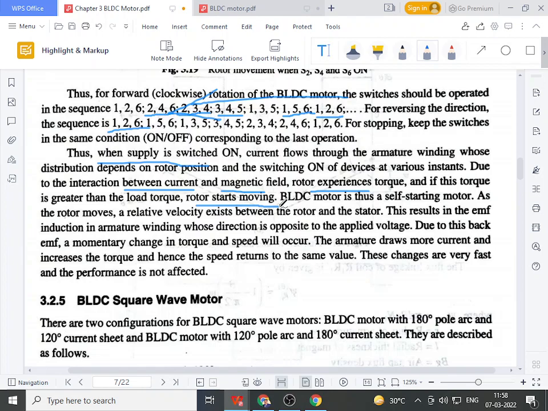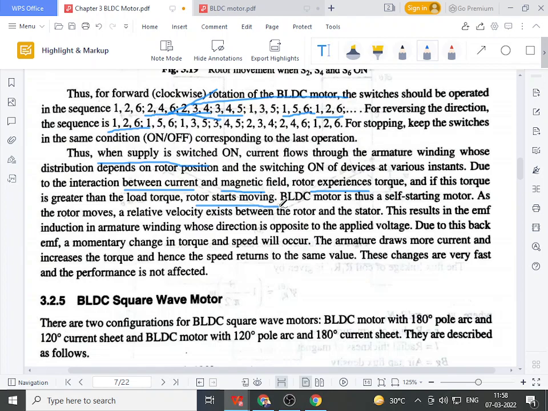Therefore the BLDC motor is also a self-starting motor. Simply when we excite the 3-phase winding of the BLDC motor through a voltage fed inverter, the motor will start or rotate without any auxiliary means. So there is no requirement of any auxiliary means to start that motor.